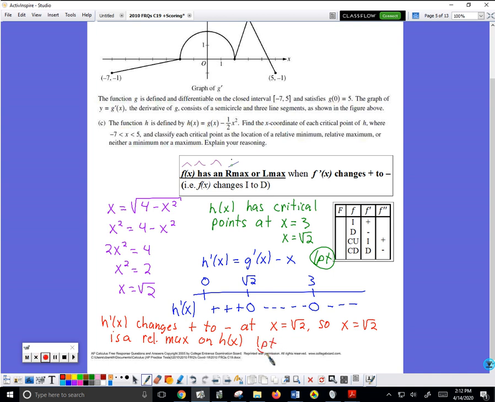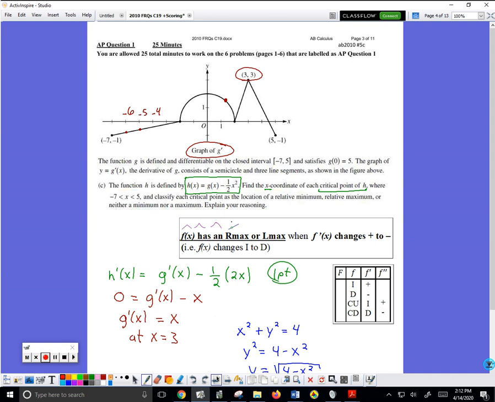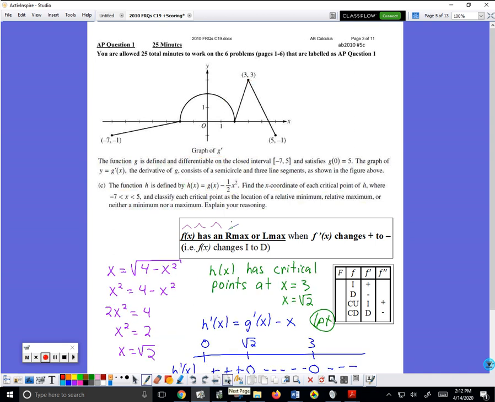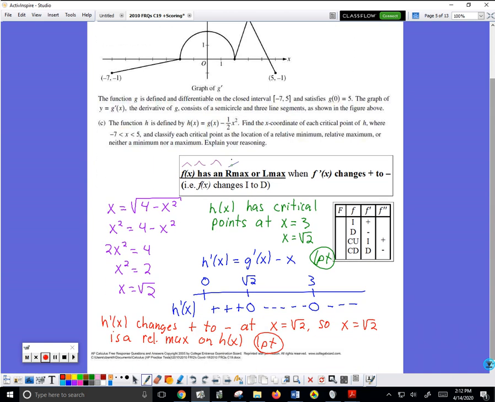So reviewing again, I earned 1 point for finding the formula for h prime. I earned the second point for identifying that h has critical points at these two x coordinates. I now have earned a third point by writing this statement in red. You have to have the statement.